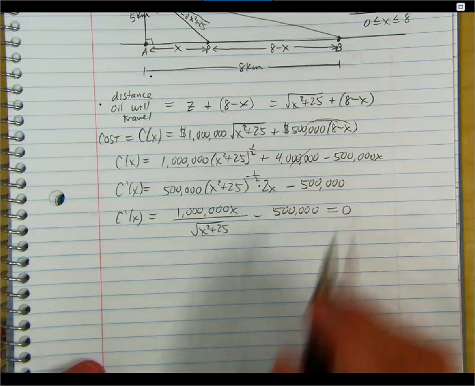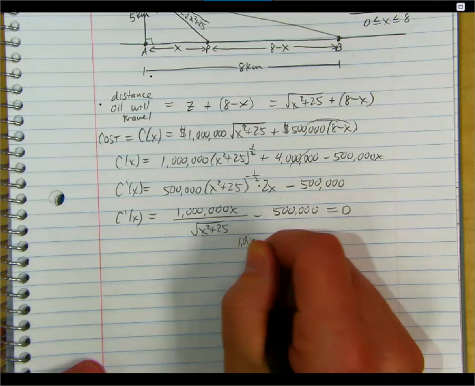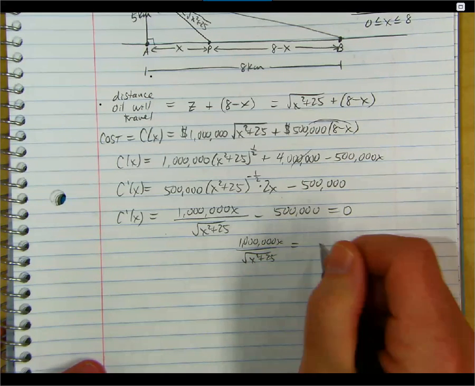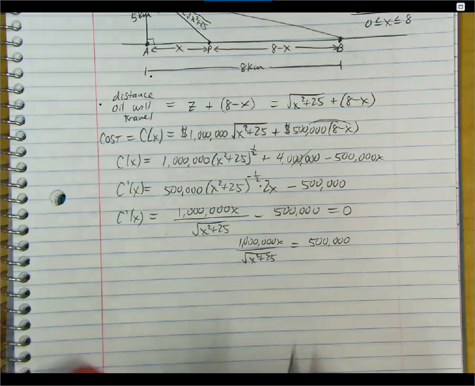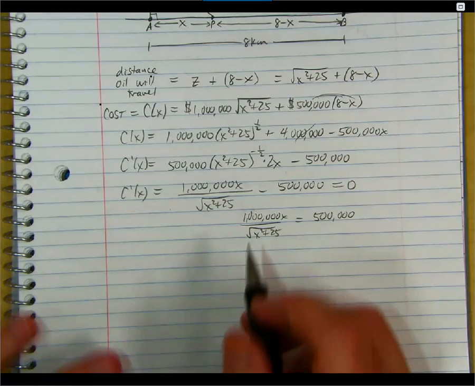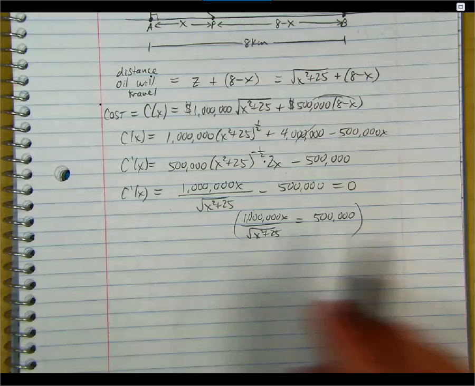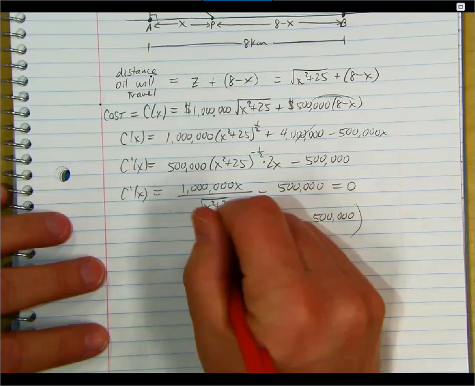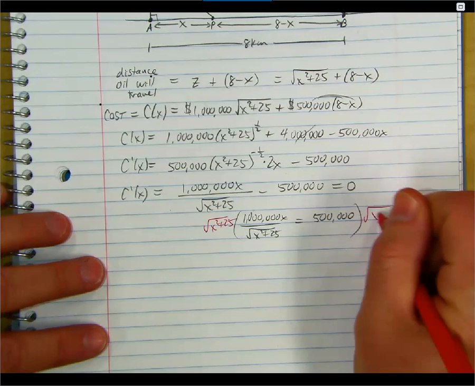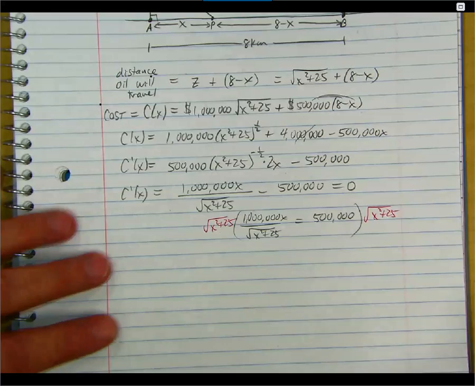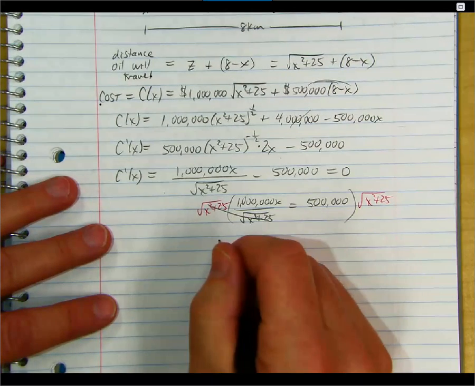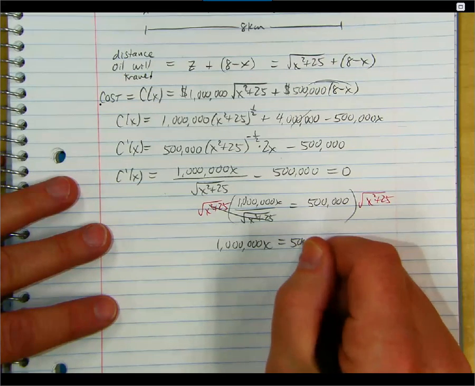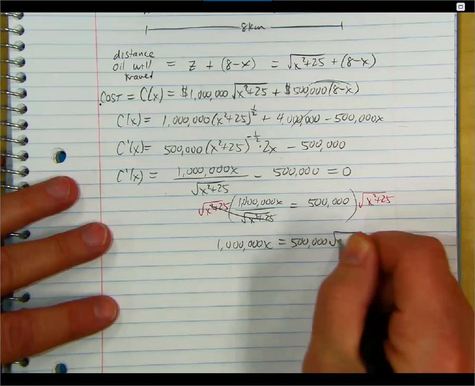I'm going to move the 500,000 to the right. We'll end up with 1,000,000 x over square root of x squared plus 25, and then I added the 500,000 over. Okay, from here, I'm going to multiply both sides by that square root of x squared plus 25. So we'll go like this and like this. That gets it off the denominator. Say bye-bye and say hello. And that gets us 500,000 with the square root of x squared plus 25.